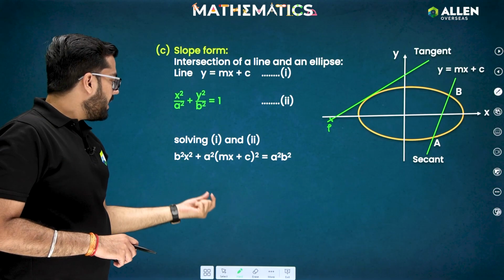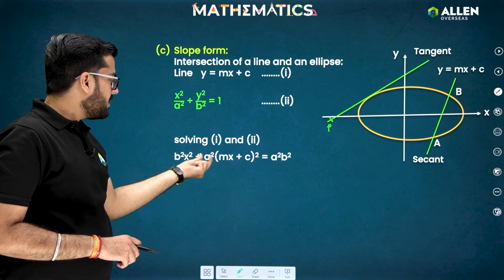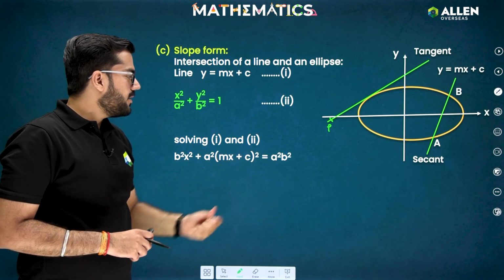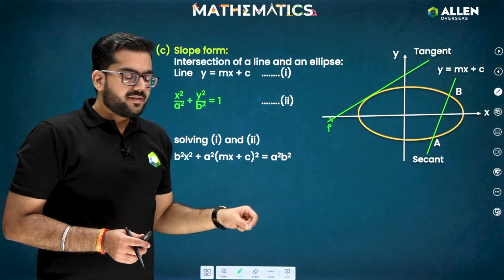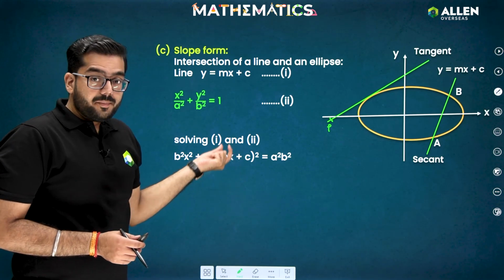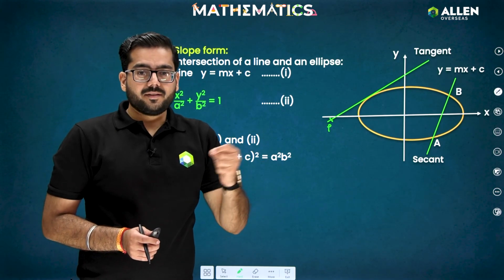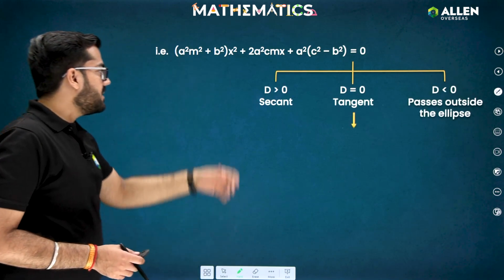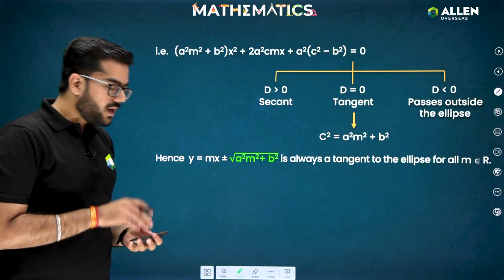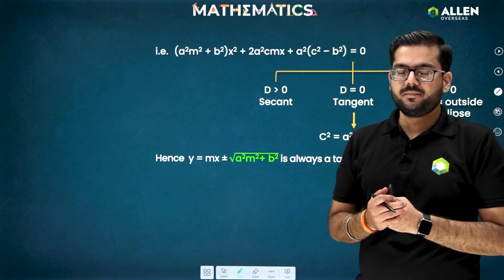Interesting one. Now here you will get the basic calculation. You will get b square x square plus a square (mx plus c) whole square is equal to a square b square. Further, I am interested to write this equation as a quadratic in x, that is ax square plus bx plus c, something like this type. Now we can conclude something on behalf of this equation.